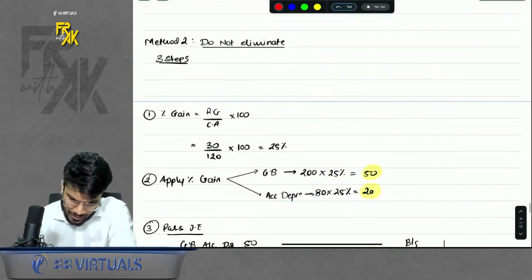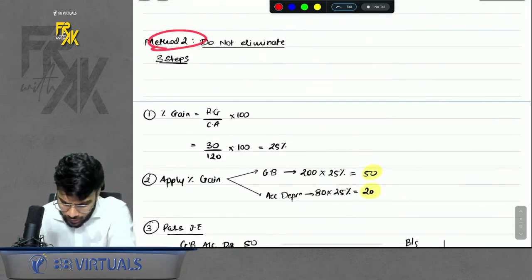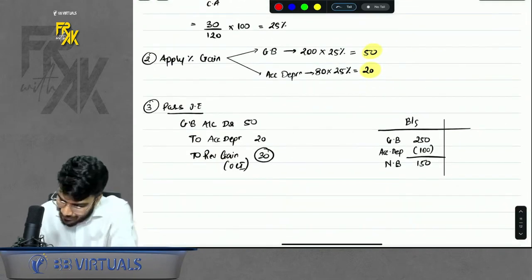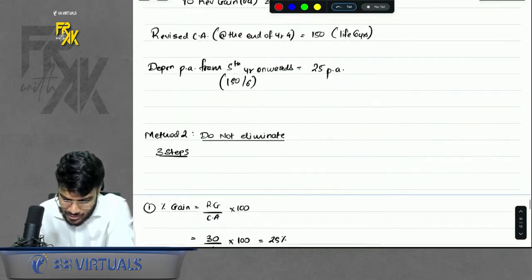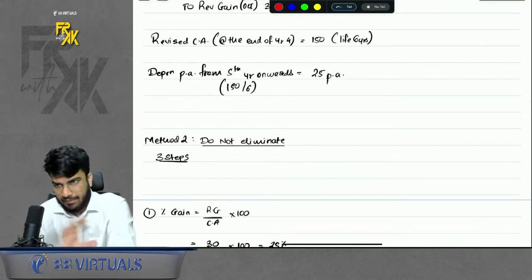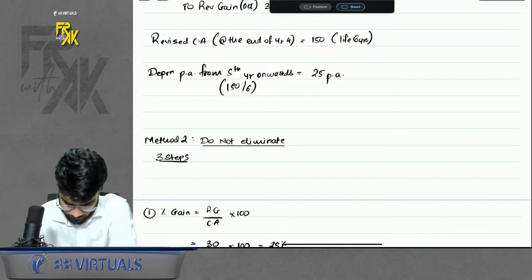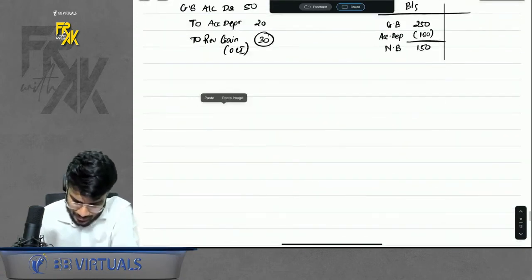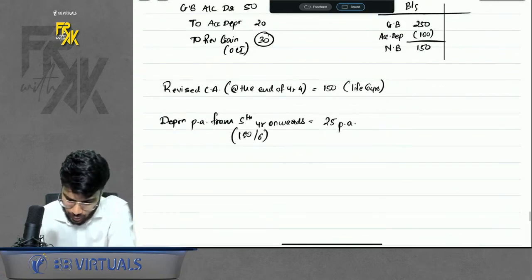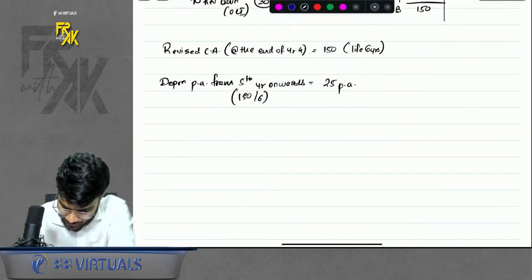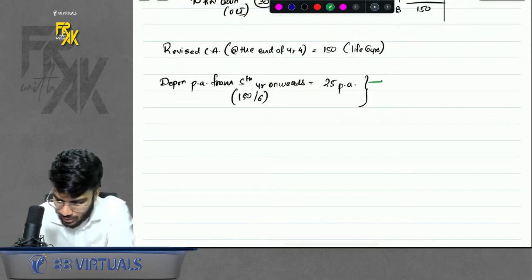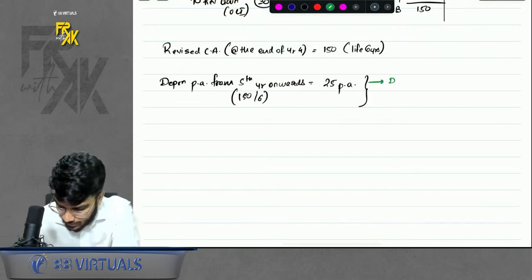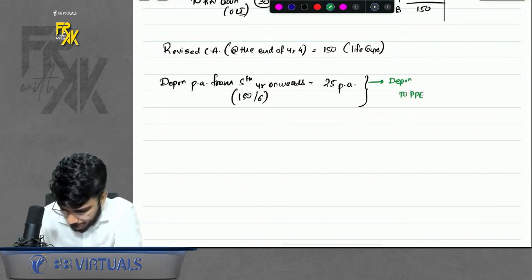If I ask you under method number 2 also, what will be my revised carrying amount? The revised carrying amount and the revised depreciation under both the methods will be the same. It will not change. Please remember that part. Also, if they ask you the journal entry for depreciation, you can pass the entry for future depreciation of 25: depreciation to PPE, in case they ask you.